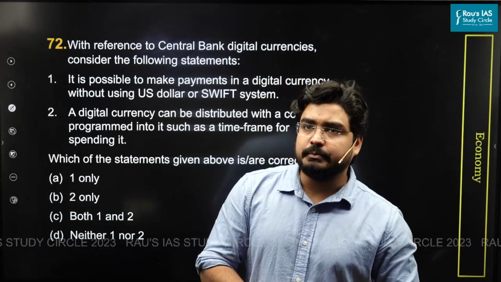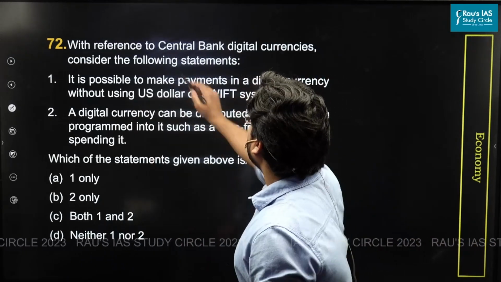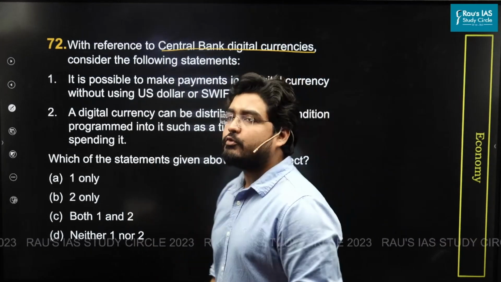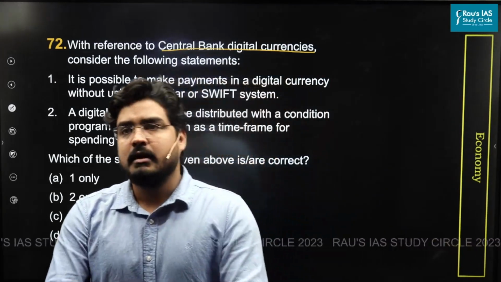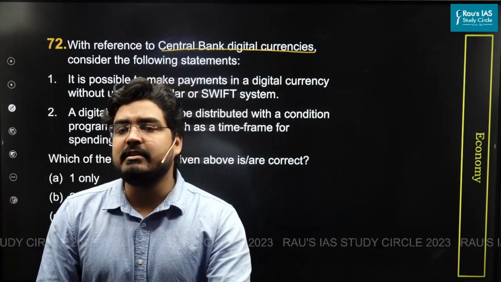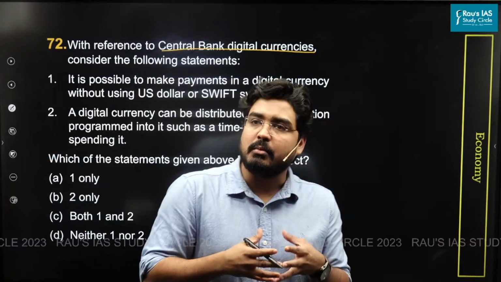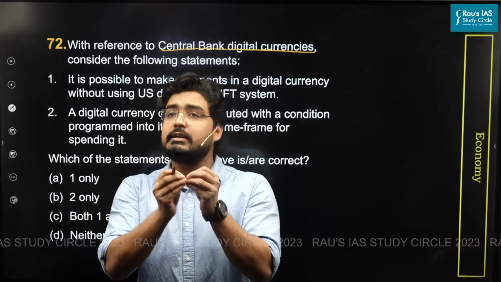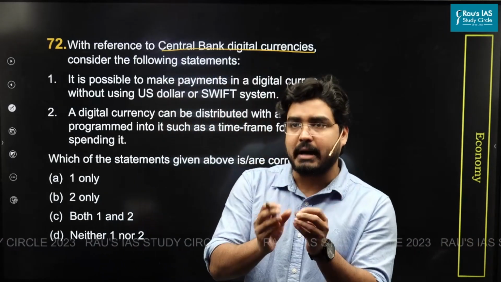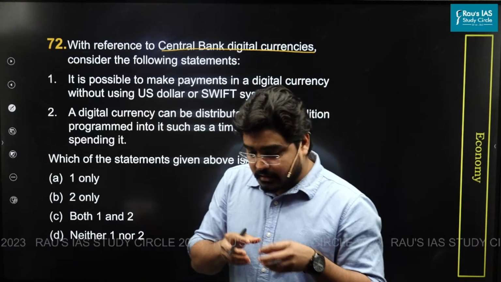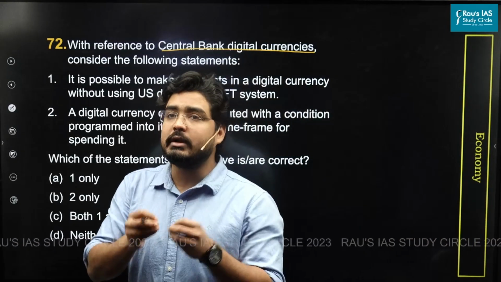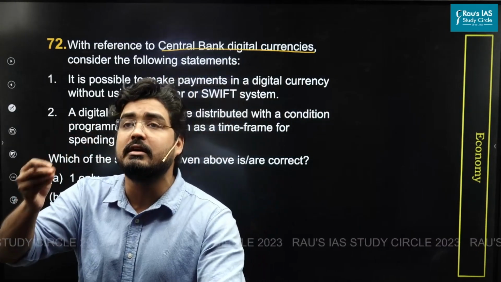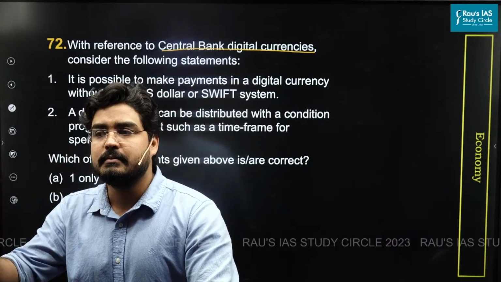Question number 72. With reference to central bank digital currencies, consider the following statements. Before getting into the statements, let us understand what central bank digital currency is all about. Central bank digital currencies are digital versions of fiat currency issued by any central bank. In fact, the Reserve Bank of India has recently issued India's own central bank digital currency, which is e-rupee.